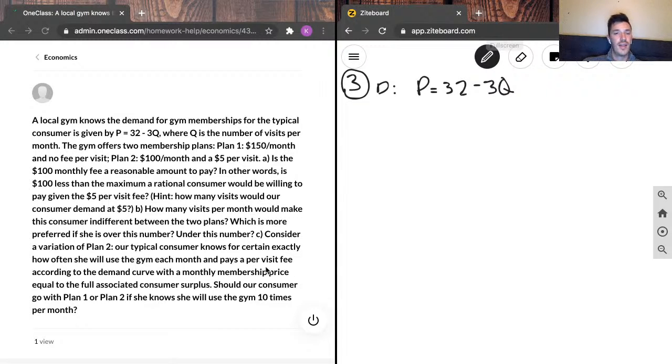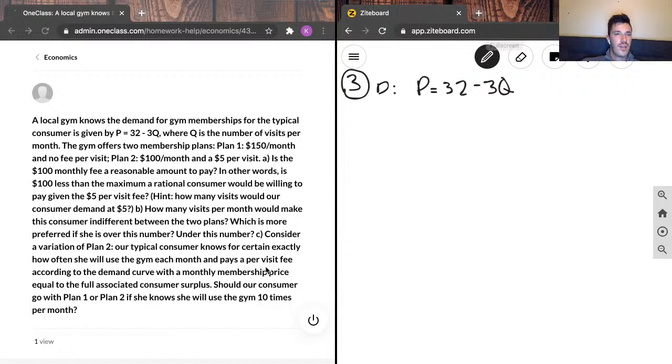C, consider a variation of Plan 2. Our typical consumer knows for certain exactly how often she will use the gym each month and pays a per visit fee according to the demand curve with a monthly membership price equal to the full associated consumer surplus. Should a consumer go with plan 1 or plan 2, if she knows she will use this gym 10 times a month?